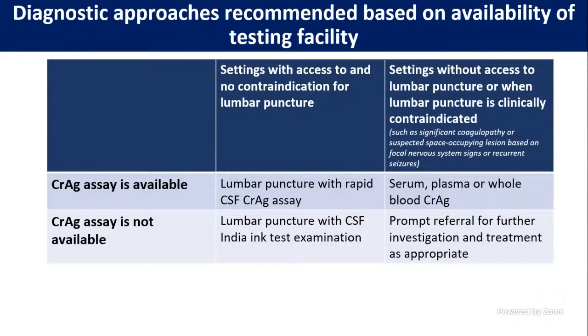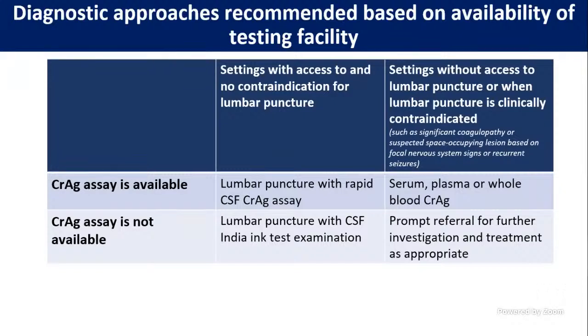Suppose let us go by what is said in the table. If a CRAG assay is available and the setting has no contraindication and there is access to lumbar puncture, then the preferred approach would be to do a lumbar puncture and then subject the CSF to a rapid CSF CRAG assay. If you don't have CRAG, then you do a lumbar puncture and subject the CSF to an India Ink test for examination for the budding yeast form.